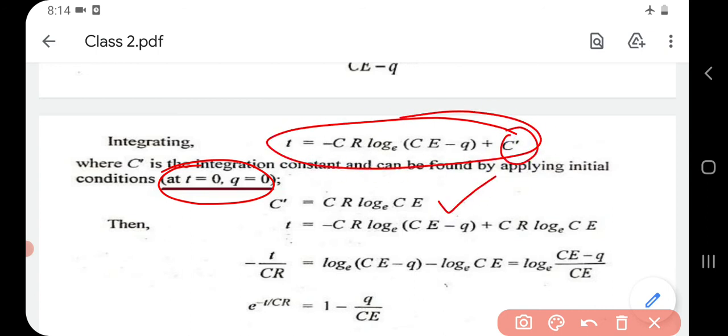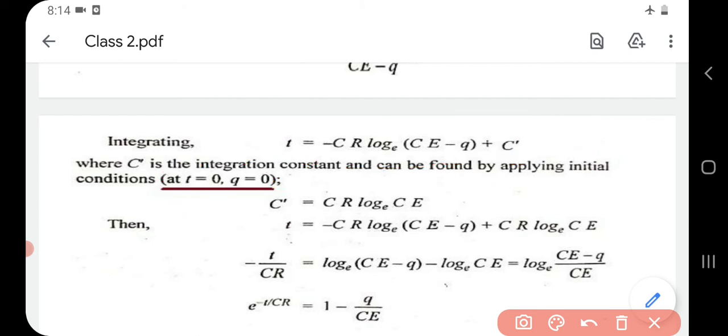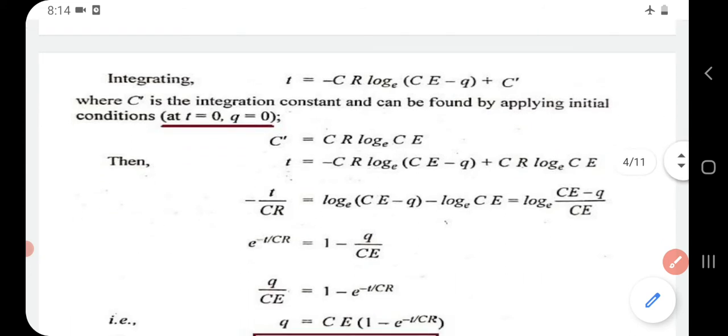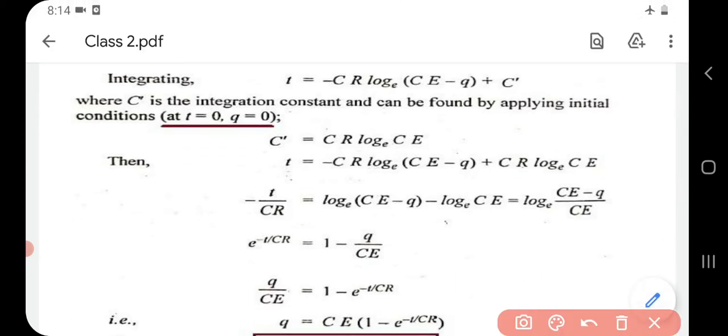Now you have to substitute this value of C dash in this equation. Therefore, the value of t will become like this. All these are very simple steps. You just write it down, then you will understand. So finally you got the value of t. Now next is simple mathematics. Here CR is common on the right hand side. On taking CR outside and bringing it to this side, it will become t by CR, and you are taking the negative sign also outside.